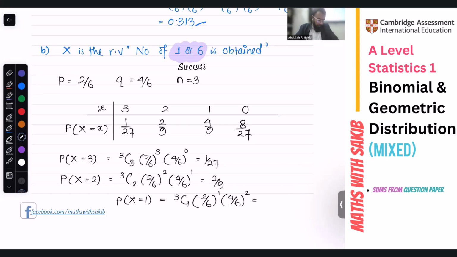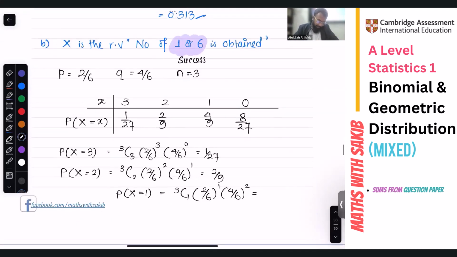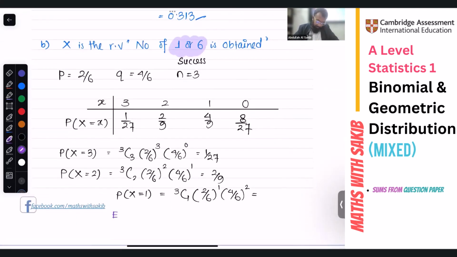Clear? Now the question says find E(X). So what's the formula for finding E(X)? Can you tell me? Not 1 by p. It's binomial, so np, or here we have drawn the probability distribution. So it will be what? Summation of xp, isn't it? Summation of xp.